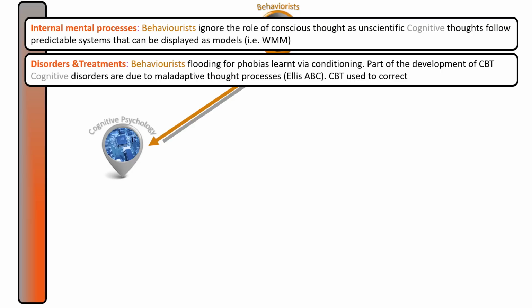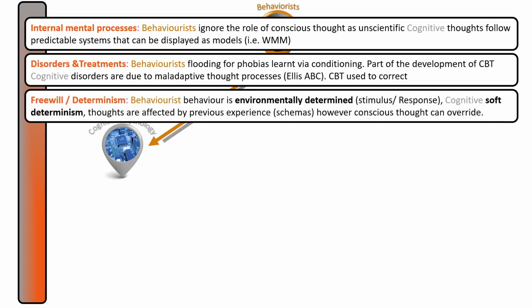The free will determinism debate. Behaviourists suggest that behaviour is entirely environmentally determined, a basis of stimulus resulting in a response. Whereas cognitive psychologists suggest soft determinism, the idea that people's thoughts are affected by previous experience. People build schema as a result of previous experience and then act off those schemas. But it's also thought by cognitive psychologists that conscious thought can override previous schemas, so free will does have a role.